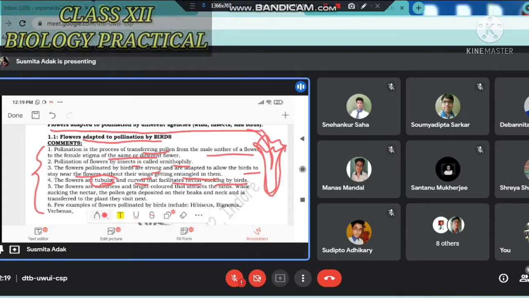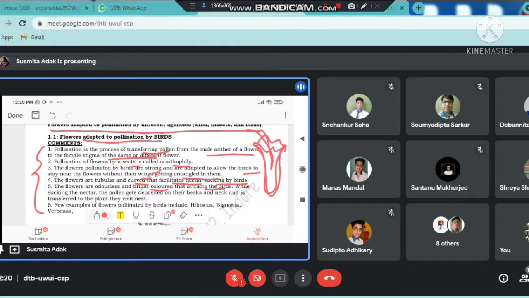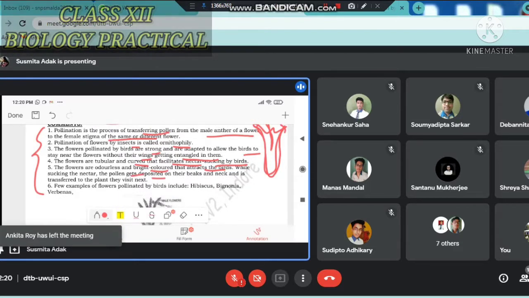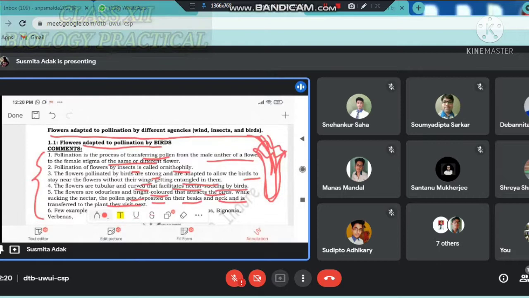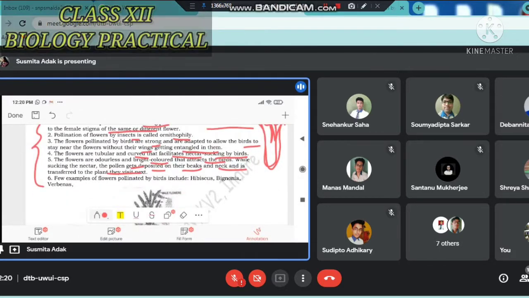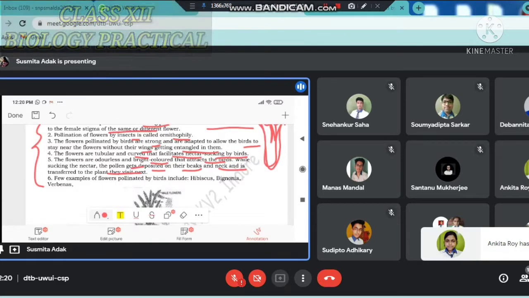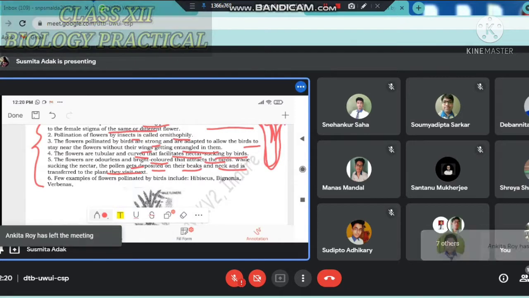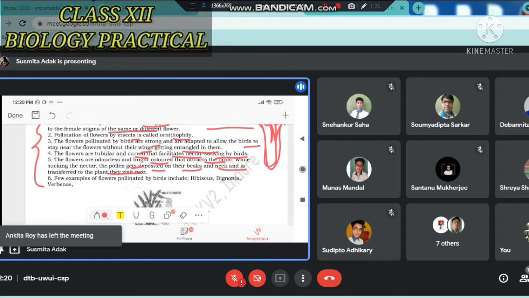Okay, the flowers are odorless, means no such smell should be there, and bright colored that attract the birds. While sucking the nectar, the pollen gets deposited on their beaks and neck and is transferred to the plant they visit next. Means whenever they are sucking nectar from this flower, the pollens will be attached to their beak and to their throat or neck, so that whenever they go to the next flower, these pollens will be transferred to the plant they visit next.